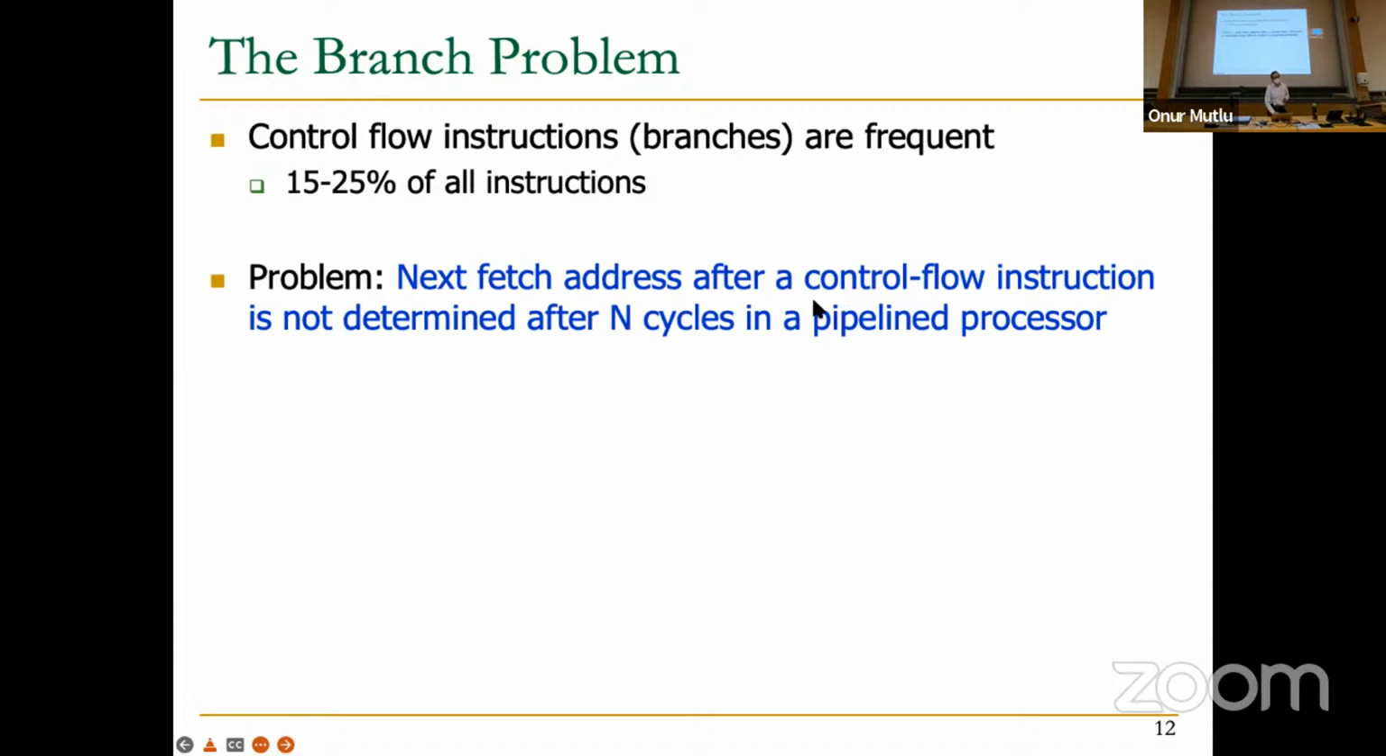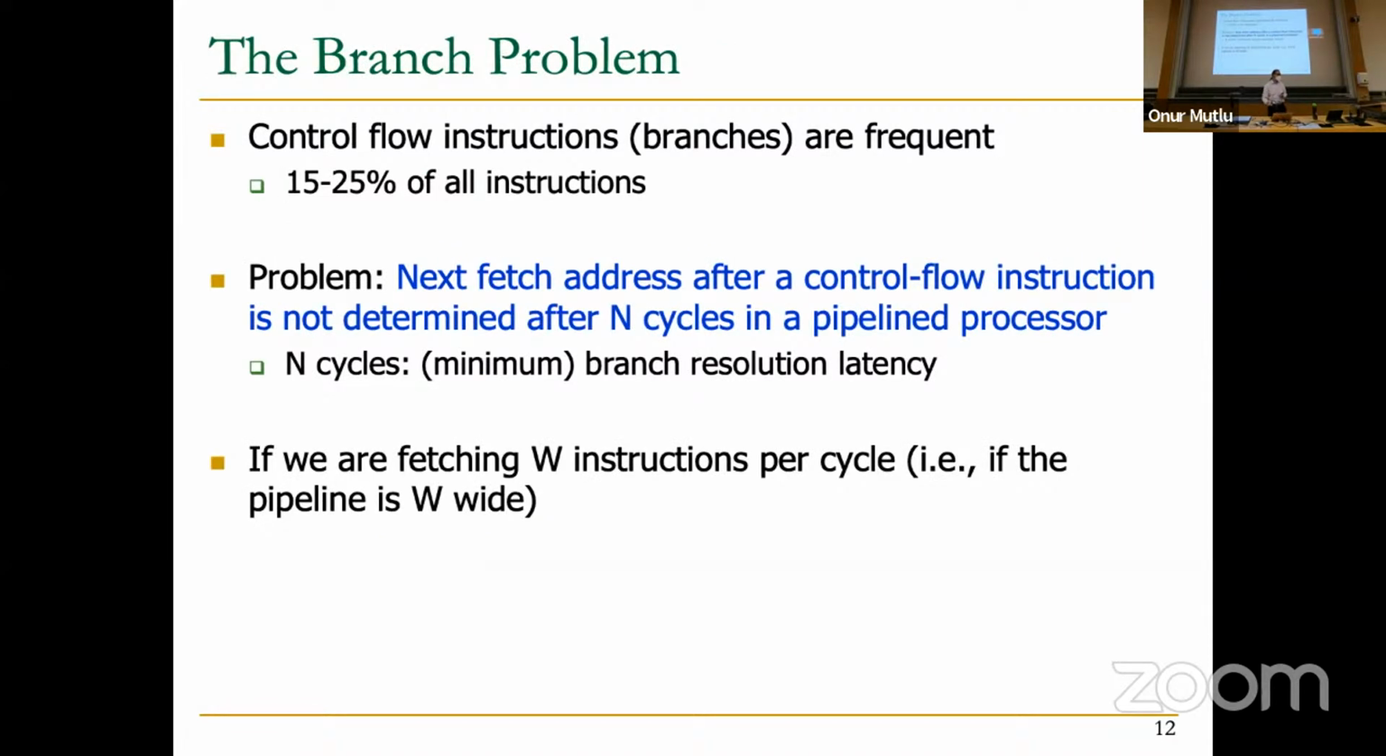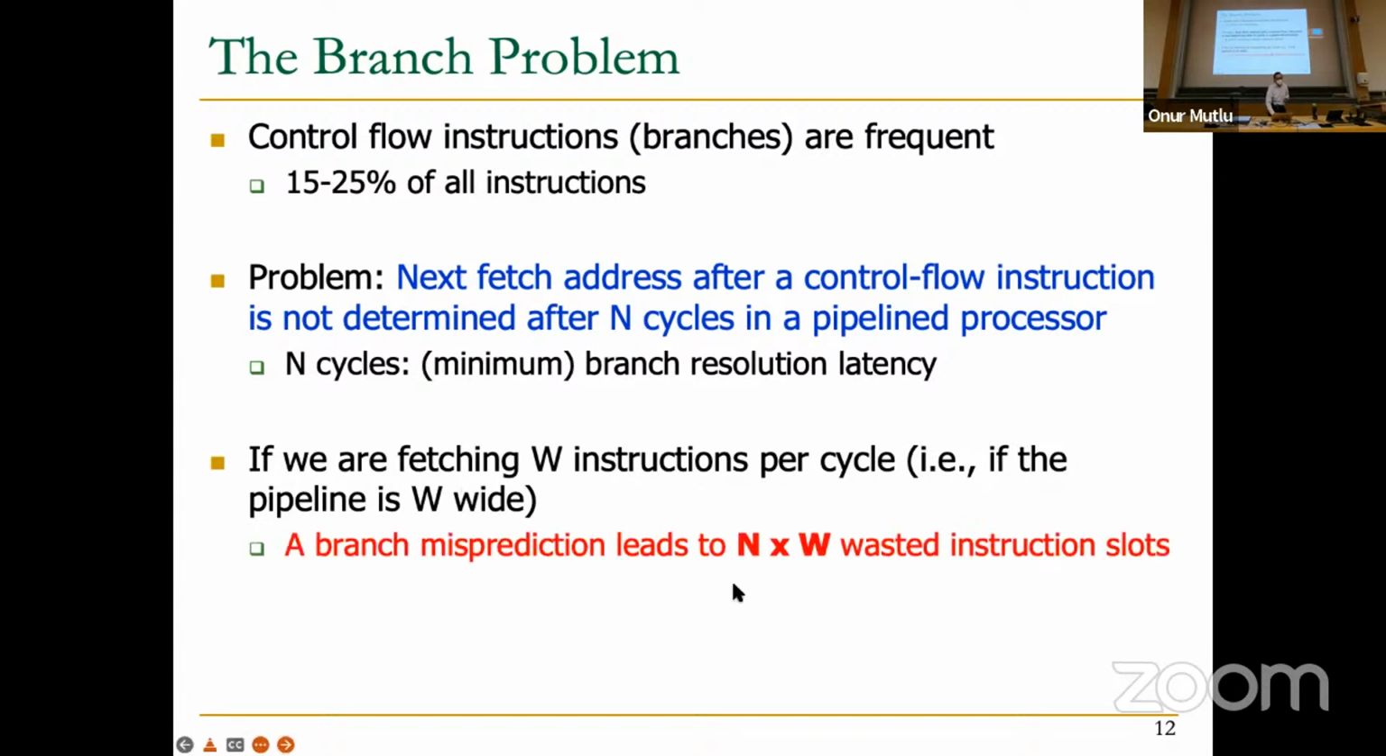And the next fetch address after a control flow instruction is not determined until after n cycles in a pipelined processor. I'm going to provide some definitions. This n is called the minimum branch resolution latency. If we're fetching W instructions per cycle, this is superscalar now. W is the width of the superscalar processor. If the pipeline is W wide, branch misprediction leads to n times W wasted instruction slots. So if you mispredict the branch, n times W instruction slots are wasted. You couldn't utilize them. You may have fetched wrong path instructions into all of them, actually.